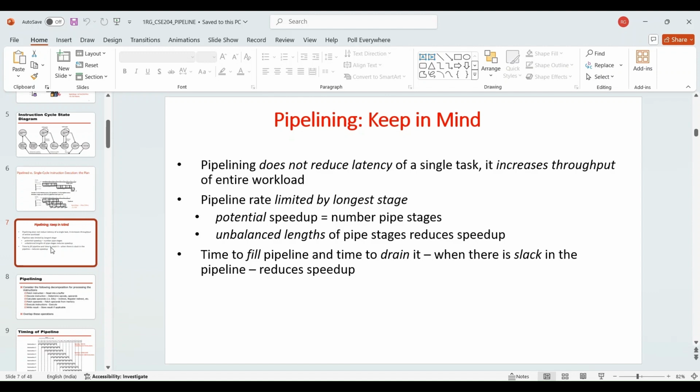Now actually in a pipeline the potential speed up is equal to the number of pipeline stages. So we haven't seen that number. We have seen a 5 stage pipeline, but the speed up was not 5 times, it was around 1.714 times. So why less? This is because there was unbalanced length of pipeline stages. We made all of the stages 2 nanoseconds of time. So there the latency also increased a little bit. And there is another problem which is called pipeline filling and pipeline draining time wastage.